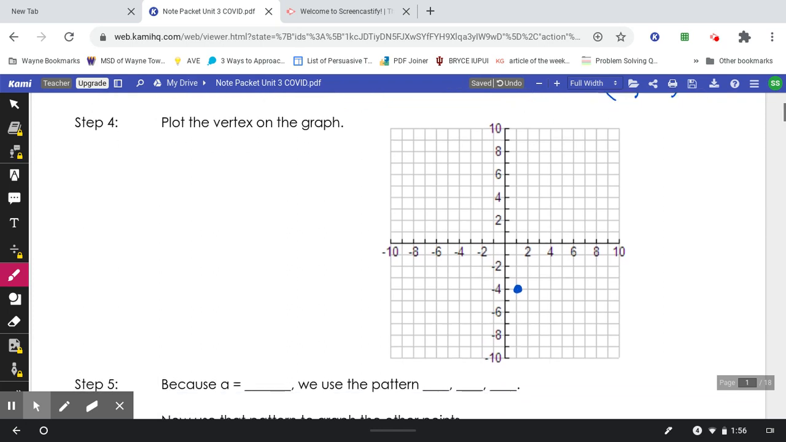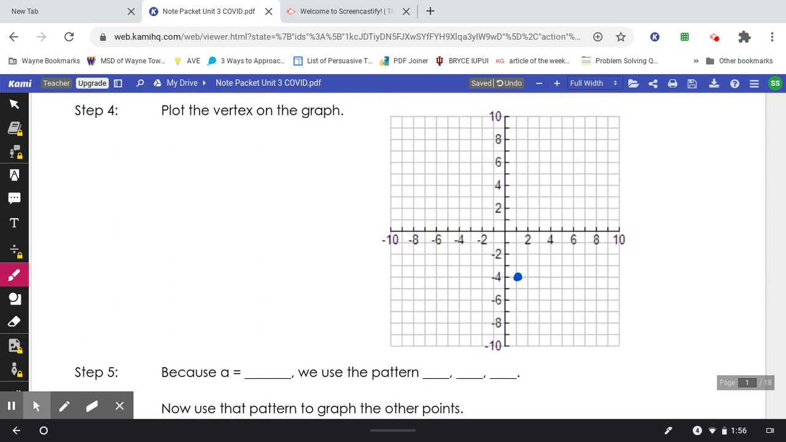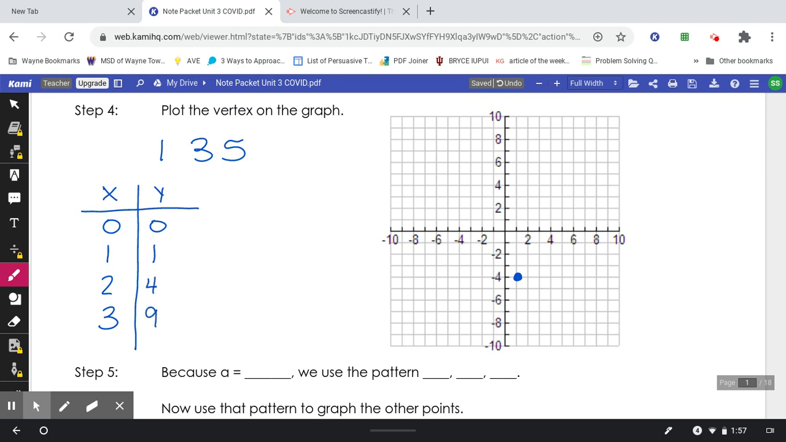And then we're going to lean on a pattern here. So our pattern is going to be a 1-3-5 pattern. And the 1-3-5 pattern comes from the fact that if you make a T-chart and start with a 0 for the x, and then just plug in the next couple of numbers. If I do x squared, if I square each of these, 1 squared is 1, 2 squared is 4, 3 squared is 9.